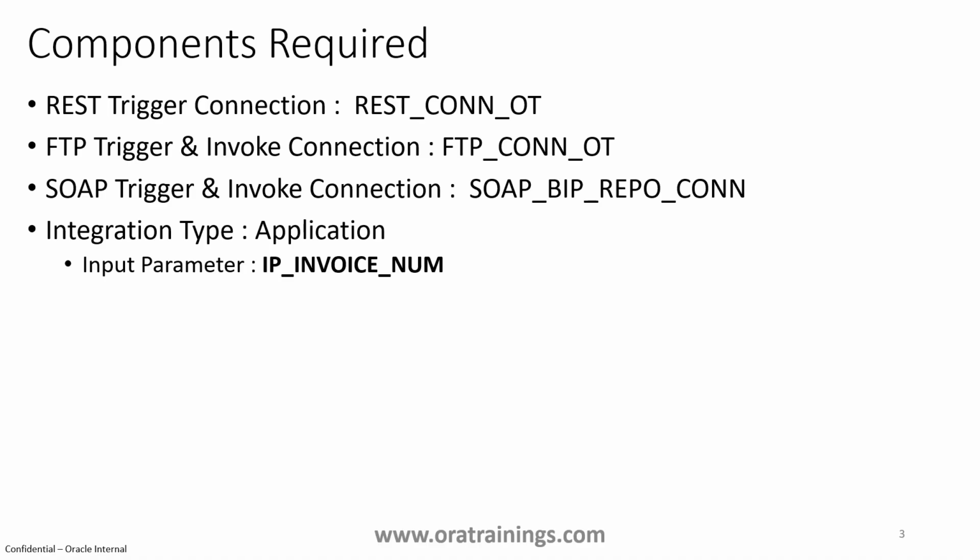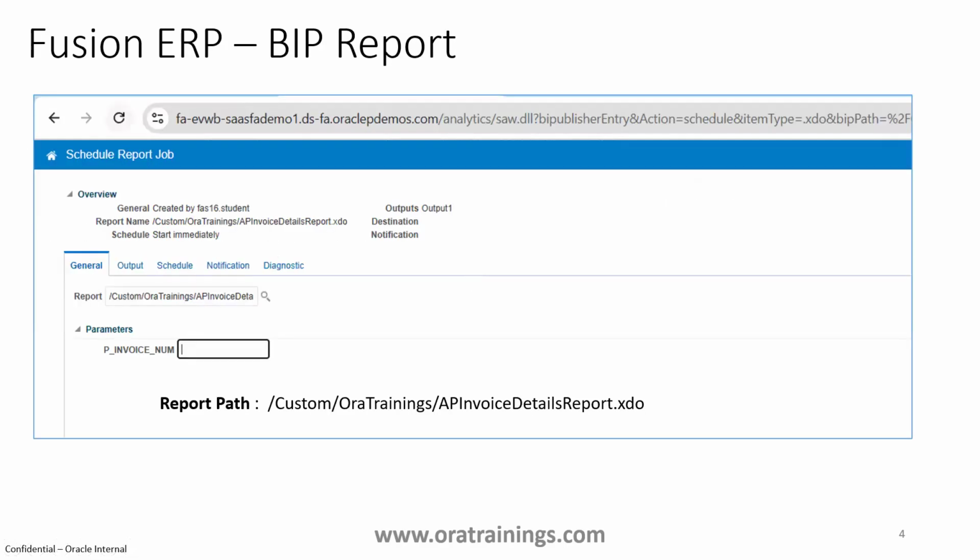And for integration type, we are using application, and the input parameters we want to consider are the invoice number as well as a file format type, whether you want to have it in PDF, Excel, or HTML. I have tested in three formats: PDF, Excel, as well as HTML. This is the BIP report we are considering, which has one input parameter, and the report path is custom/auratrainings AP invoice details report.xdo.